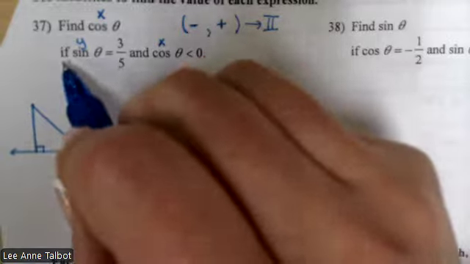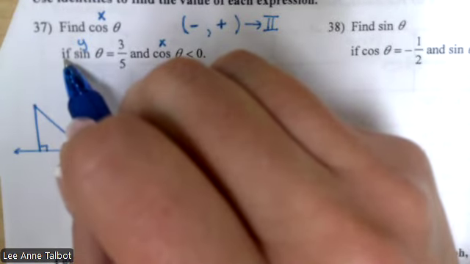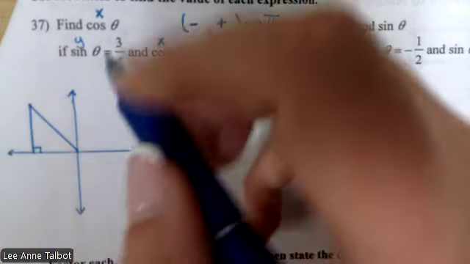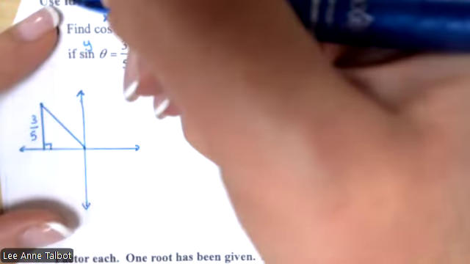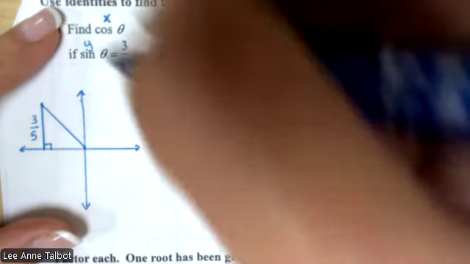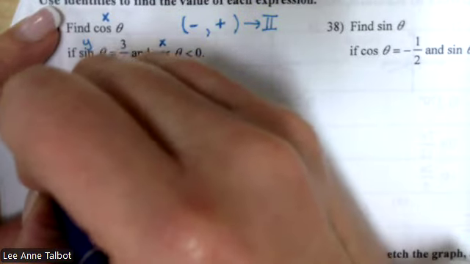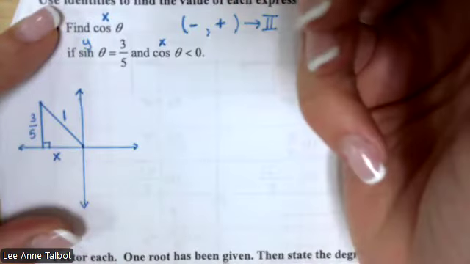Okay, now this time is different from the other times. It says if y is 3/5, that's going to go on the height because y is the height. And it says find cosine, which is the x, and then the hypotenuse is what?